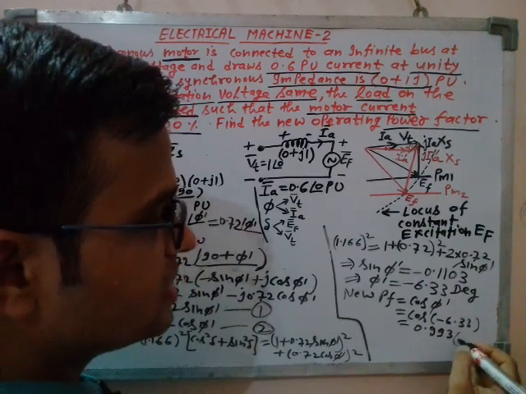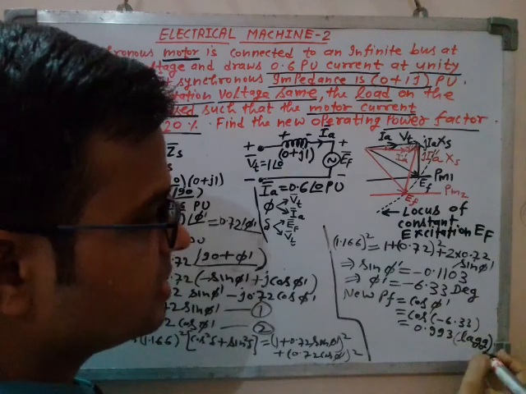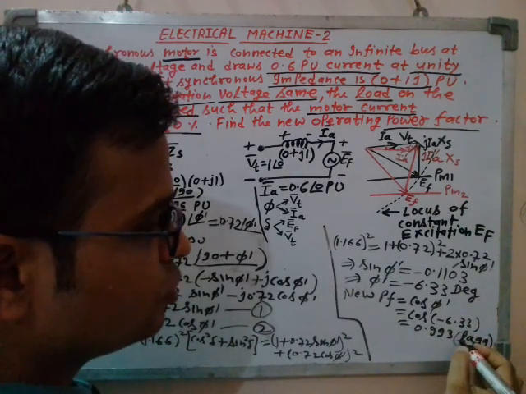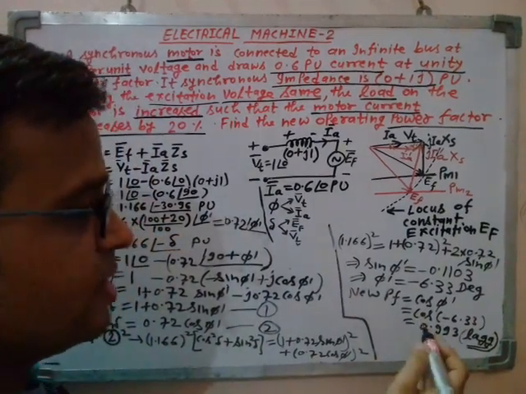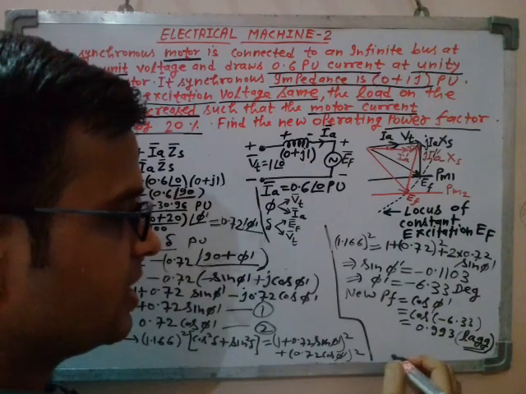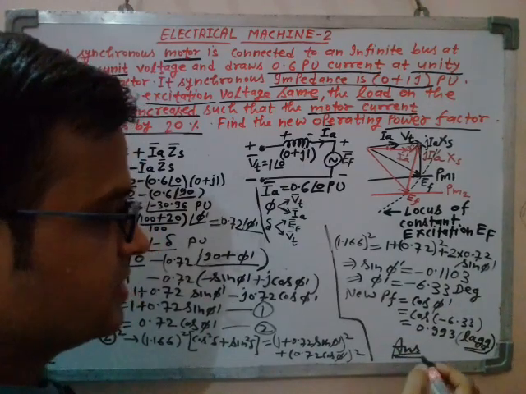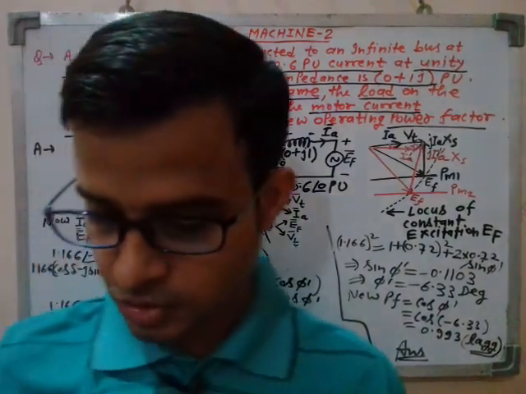And always in the bracket you should write the nature of operating power factor, it is lagging. You should mention this, it is a must. So the new operating power factor cos phi dash is equal to 0.993 lagging. That is the answer. So that's how you can solve this question.